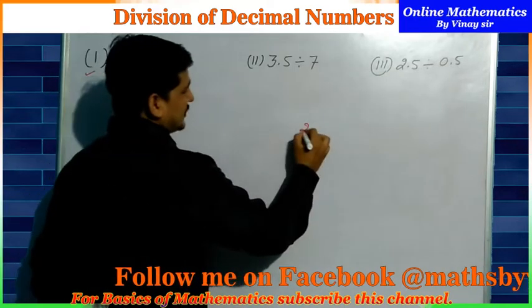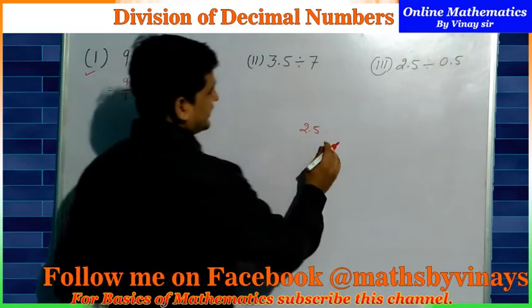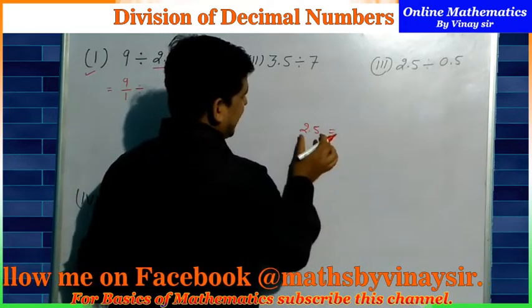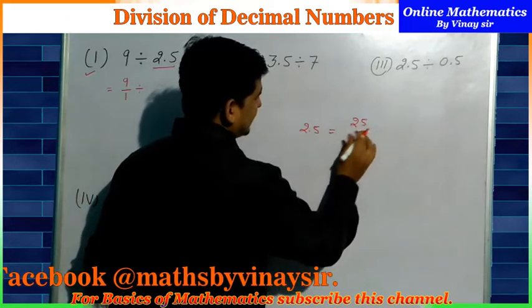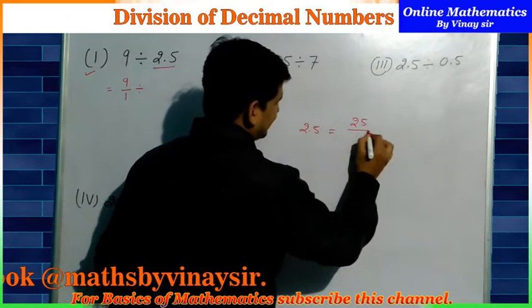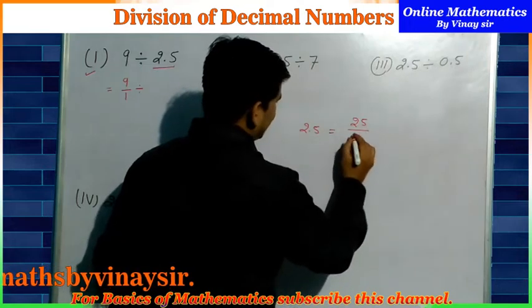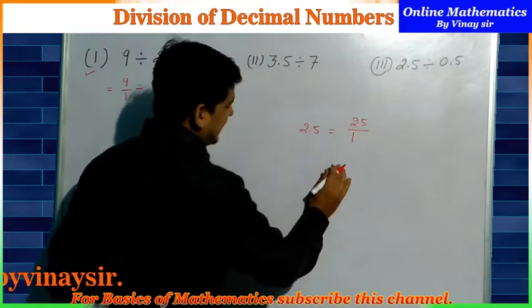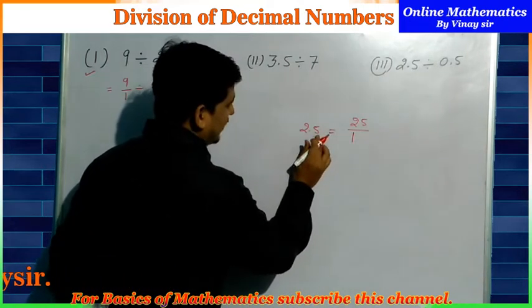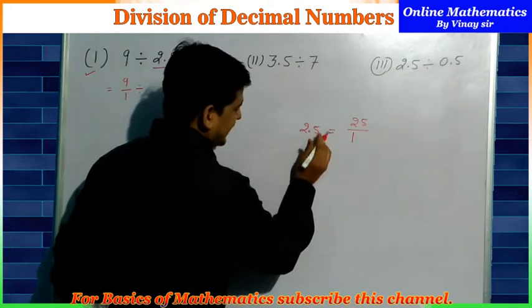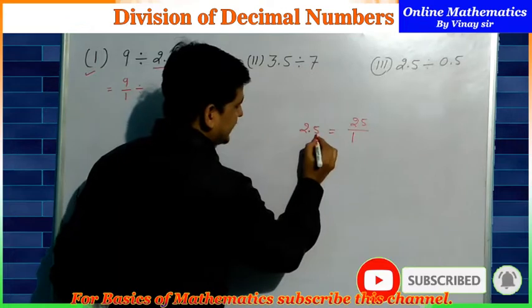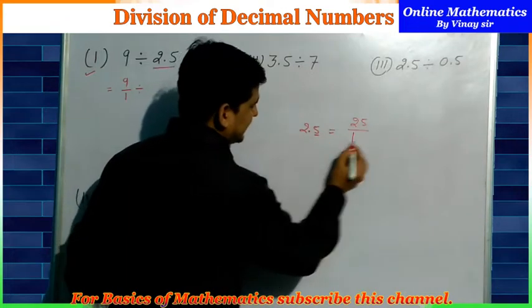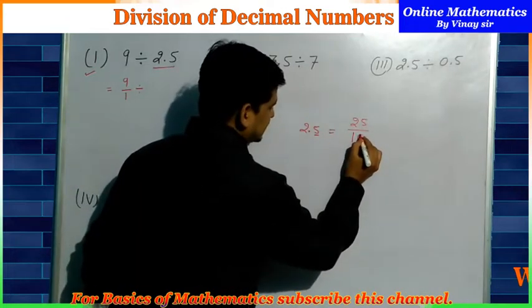While we have a number 2.5 and we want to convert it into the form of a fraction, we have to write this 2.5 without the point, and it will be 25. It will be the numerator, and in the denominator we have to write 1. Then we have to observe the number of digits after the decimal point. Here we have one digit only, so we have to write 10.